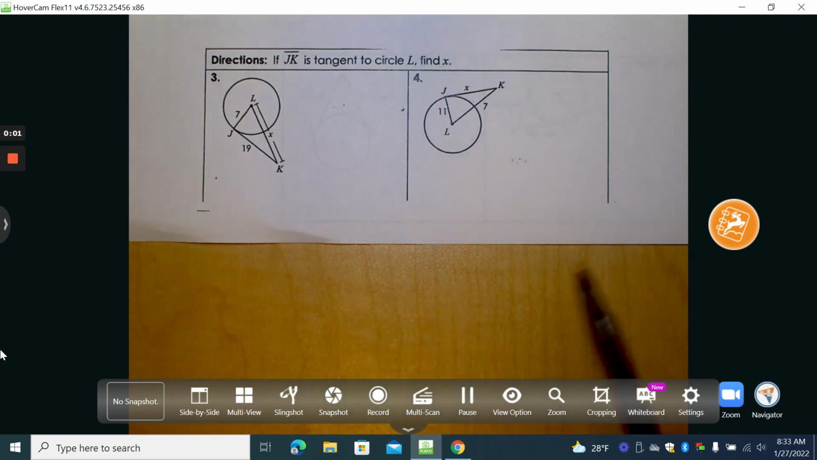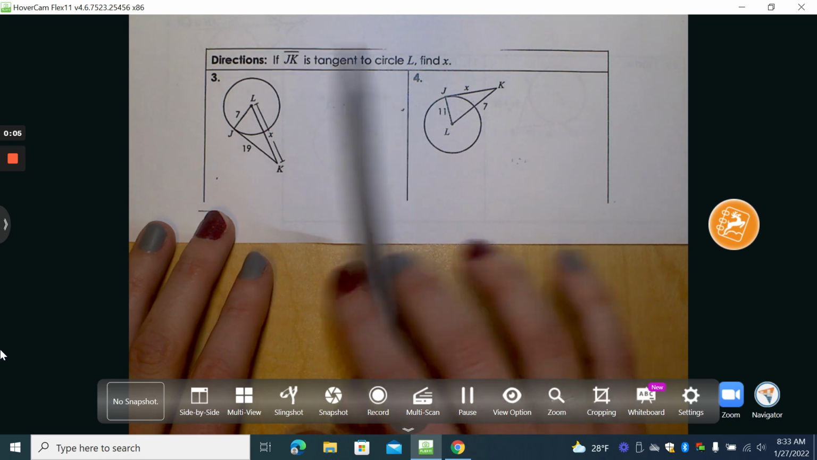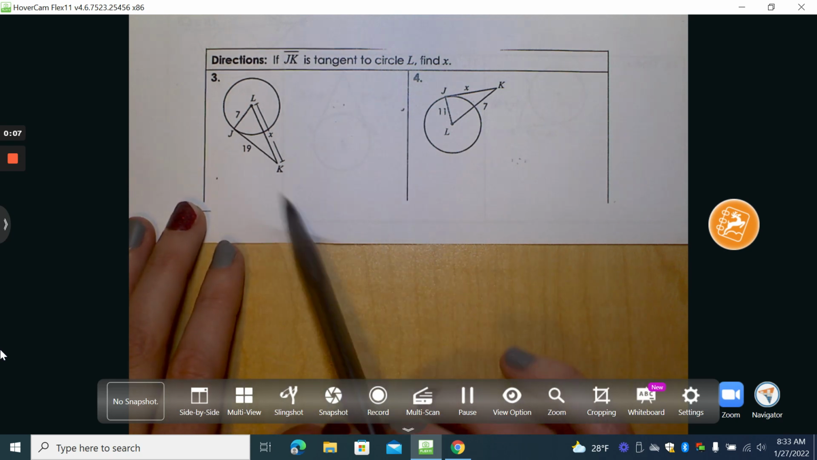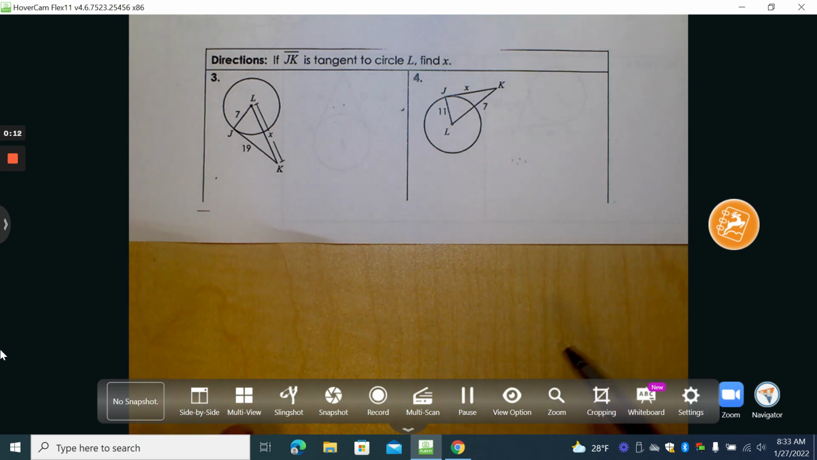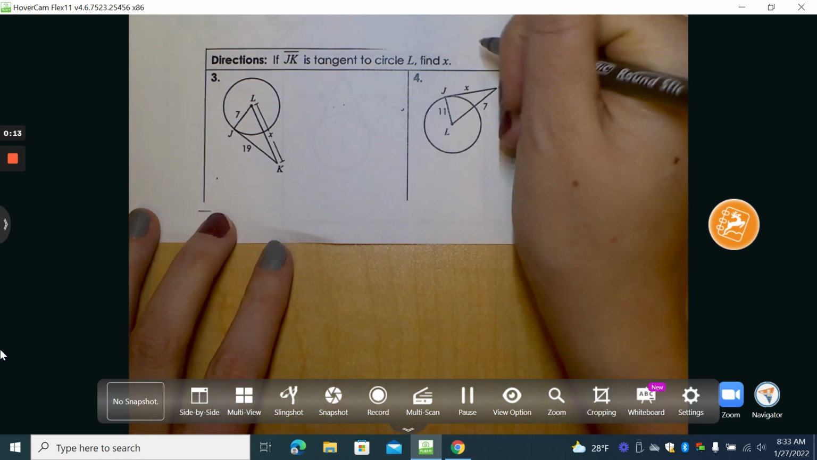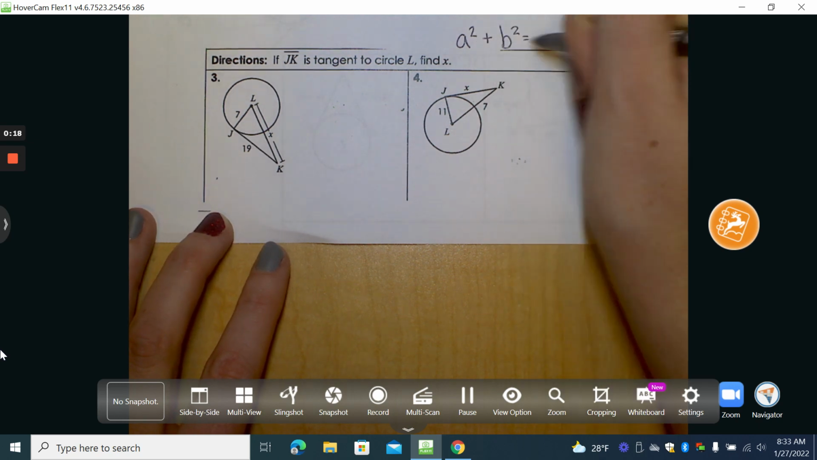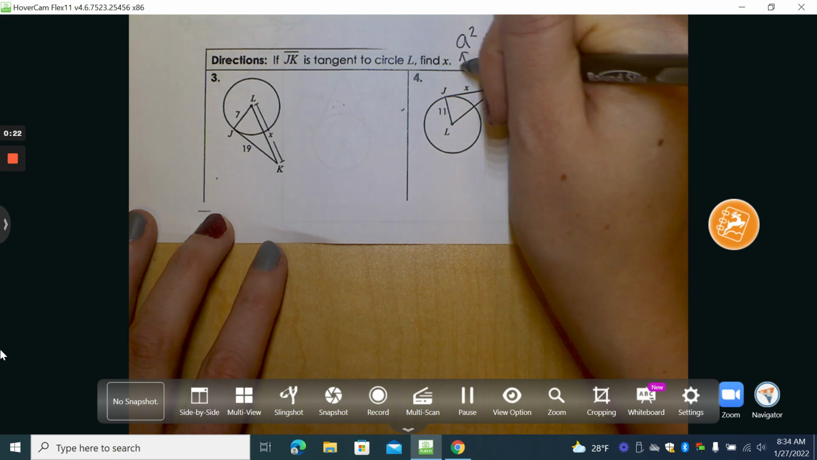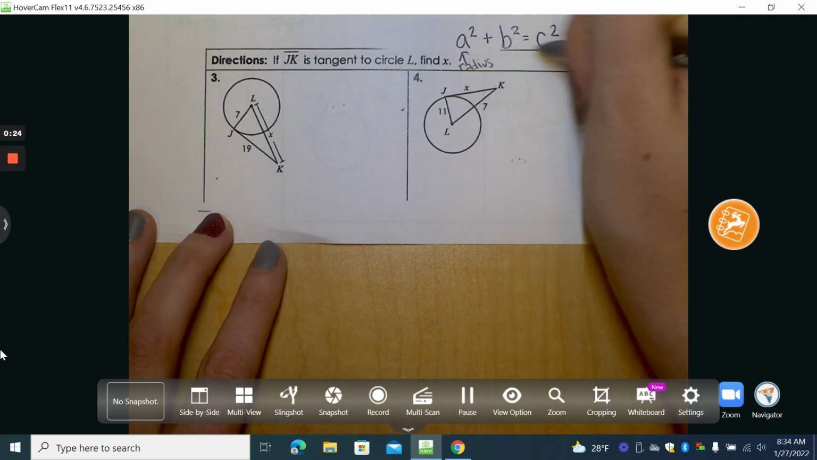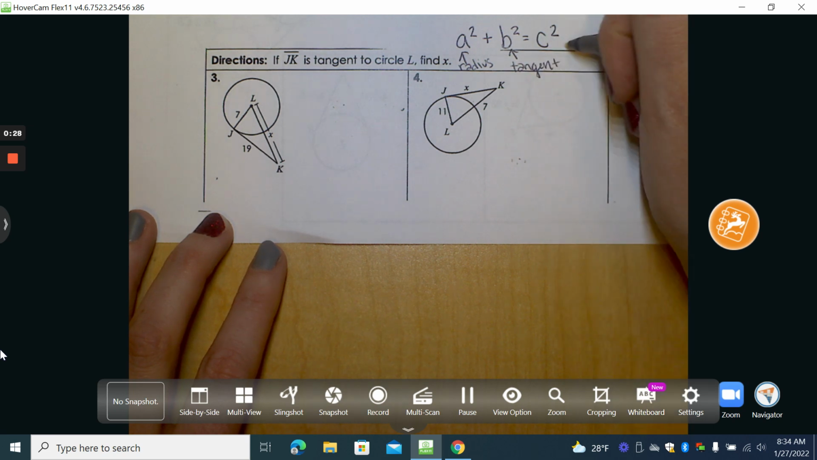All right, and now we're going to move on to actually some solving, where I'm given the fact that JK is tangent. Let's go ahead and find the answer x. Now, remember, we're still going to be using our Pythagorean theorem, a squared plus b squared equals c squared. So again, we have our radius and our tangent line, and then our hypotenuse.